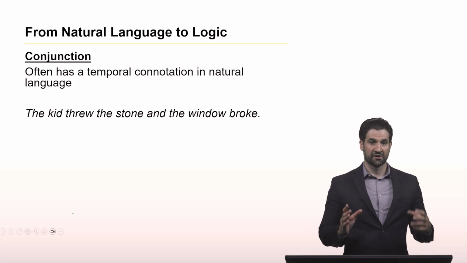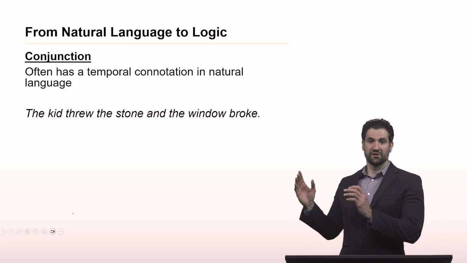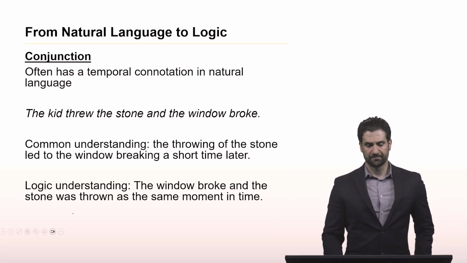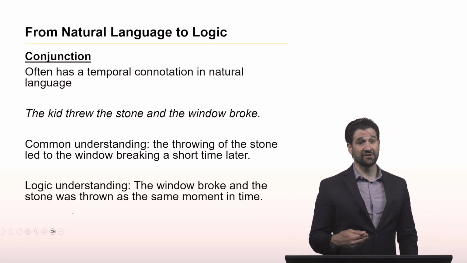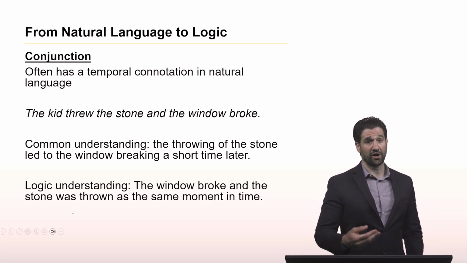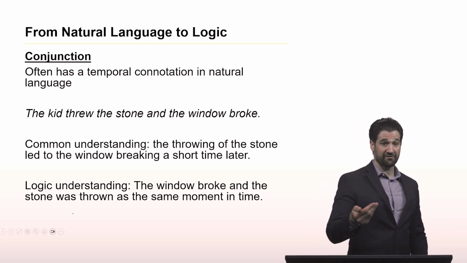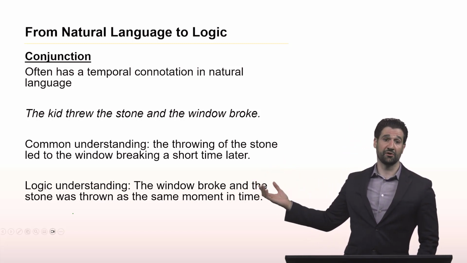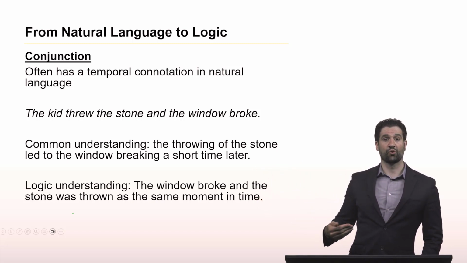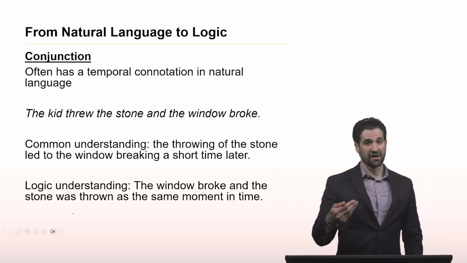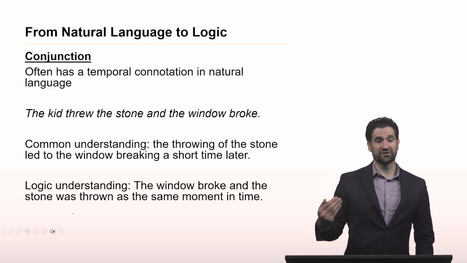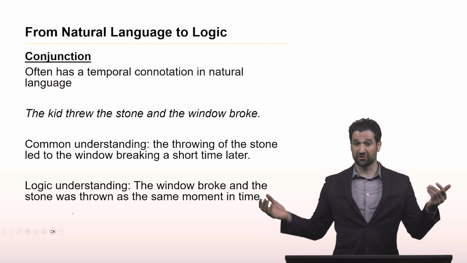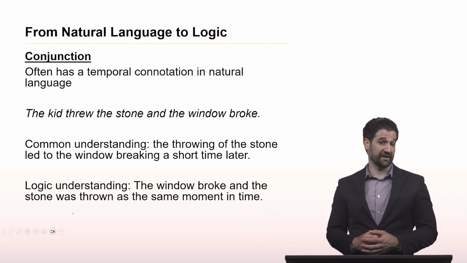Now, the kid threw the stone and the window broke are two propositional statements. But our common understanding adds this aspect of cause and effect. I think most everyone would read this sentence and would think about a young kid throwing a stone and the stone hitting a window and breaking it. Whereas the logical understanding is the window broke and the stone was thrown. There is no relationship between these two events. It's just that they're two things that happen in the world at the same moment.